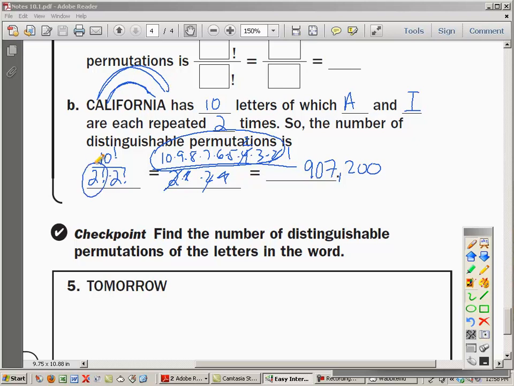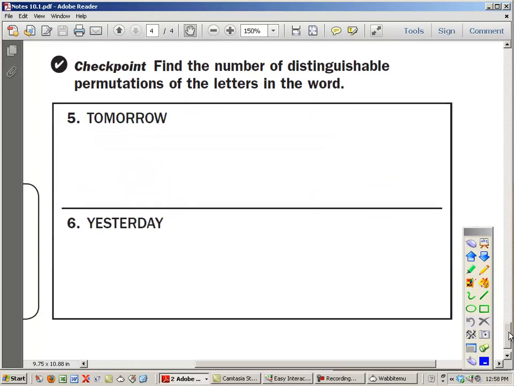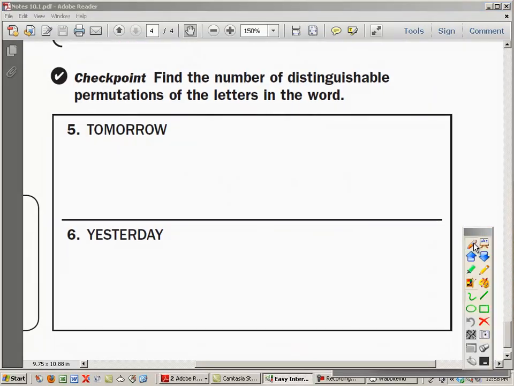All right. So let's take a look at the checkpoint down below for tomorrow and yesterday. Try these two examples for me. We'll be right back with a solution.